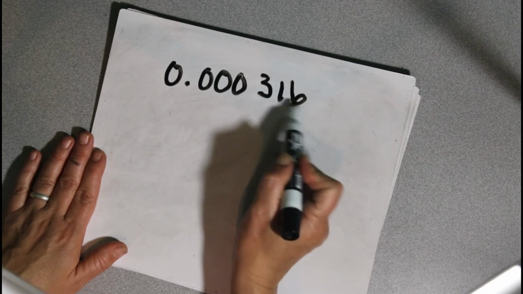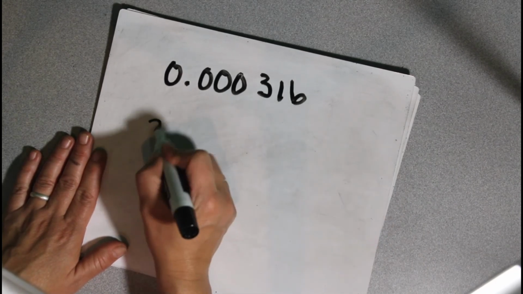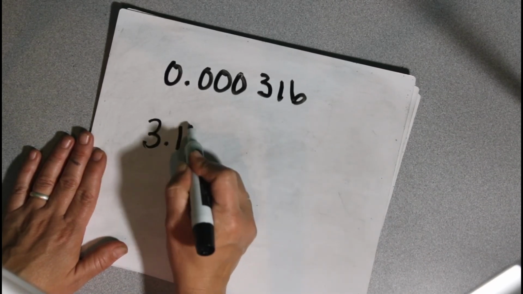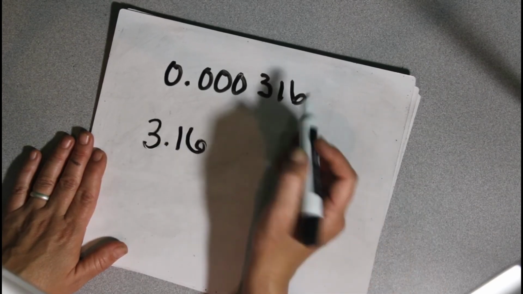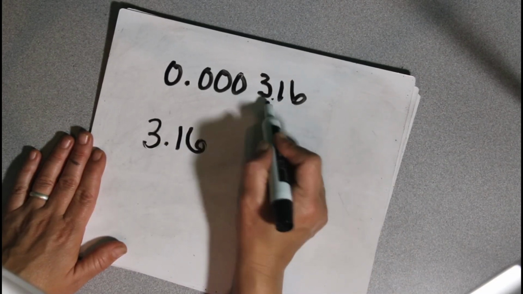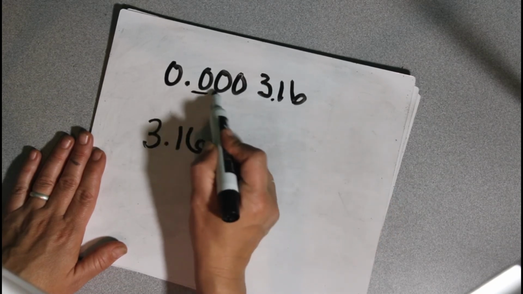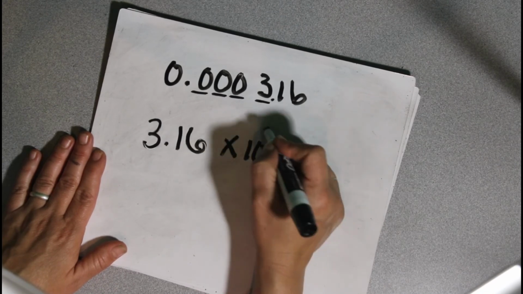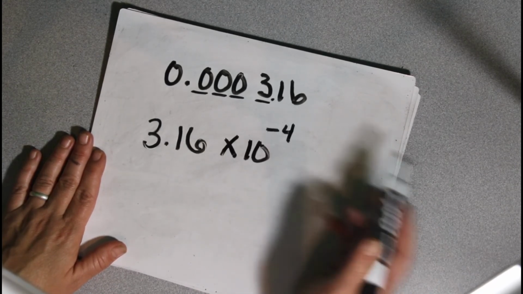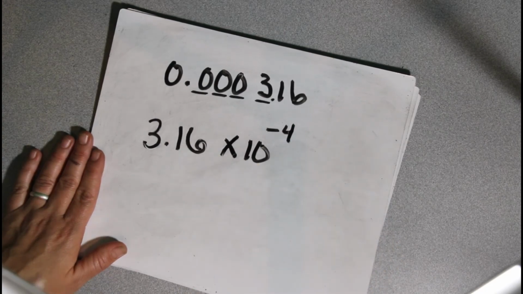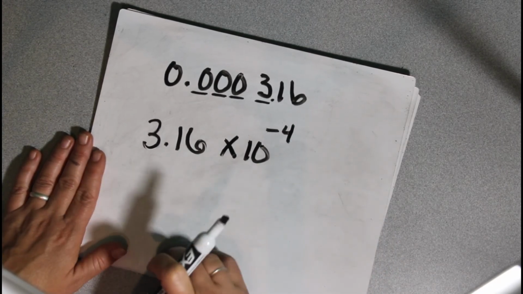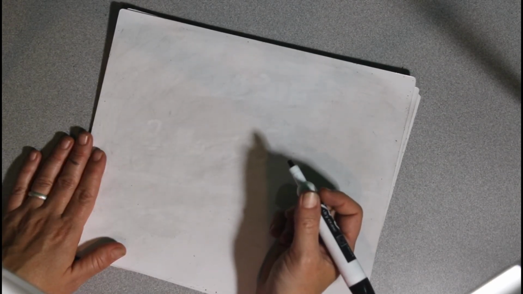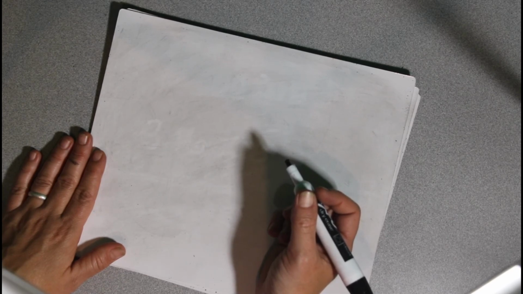All right, so this one says, here's a number, and they want us to write it in scientific notation. So I'm going to look for my actual numerals, and I'm going to write 3.16, and then I'm going to figure out how many places I moved it. If my new decimal point goes there, I moved it 1, 2, 3, 4 places. It's 10 to the negative 4. All right, that's not that hard. So go ahead and pause the video, do the practice problems, and then I'll work them for you.